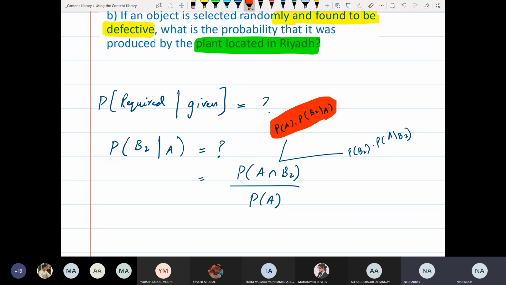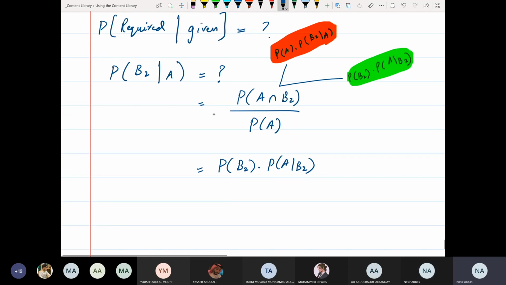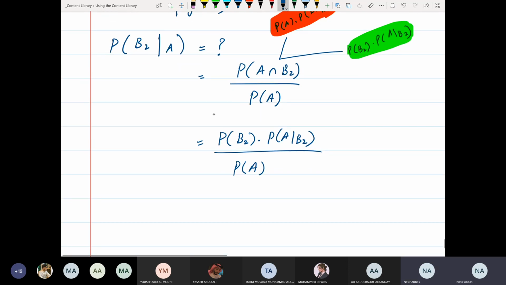Why? Because in the left one, you need probability of B2 given A, which you are trying to find. So of course you don't have this. And the right one is the one you are going to use. So the numerator, you will open it like the right one I highlighted. So this is equal to probability of B2 into probability of A given B2, divided by the probability of A. And this is going to be 0.3 into 0.01 over 0.0086.